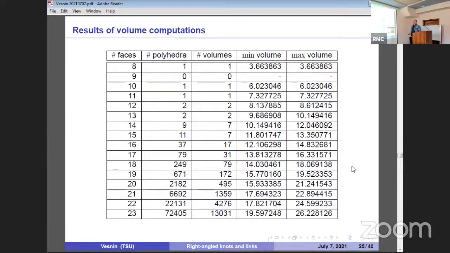And we were able to calculate volumes up to 23 faces. You see, for 23 faces, for example, you have more than 72,000 polyhedra from our family, and among them not so many different volumes. Only 13,000 different volumes, and the minimal volume is like this one, and it's much more. So we calculated some modification of Jeffrey's formula. Of course, these are just approximations up to 6 digits.